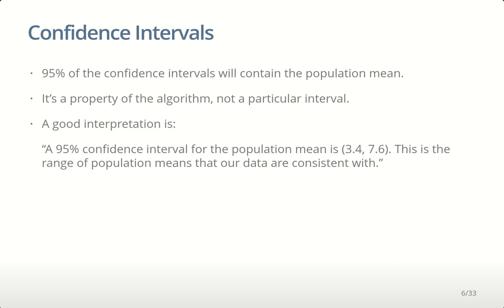A good interpretation of it is that the 95% confidence interval for a population mean is a given range. So for example, maybe it's 3.4 to 7.6, right? We get some range. This is the range of population means that our data are consistent with. Okay, so essentially it's the range of plausible values in the population that our data would agree with, if you like.